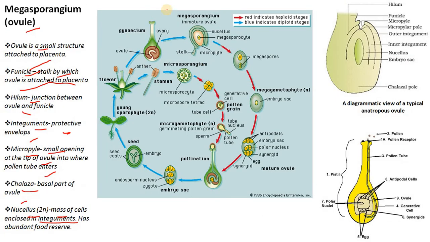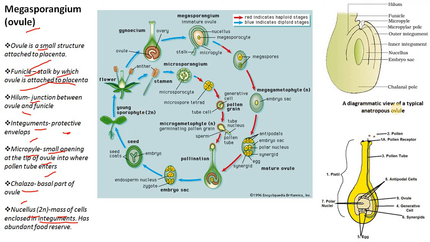From this diagram, you can see clearly the megasporangium. First of all, this is a flower. Then if the microsporangium or the anther develops, it forms the pollen. And if you see in this way, the gynoecium develops, and the immature ovule, the megasporangium, also develops and it fuses. And after fertilization, the embryo sac and then the seed, then the young sporophyte develops.